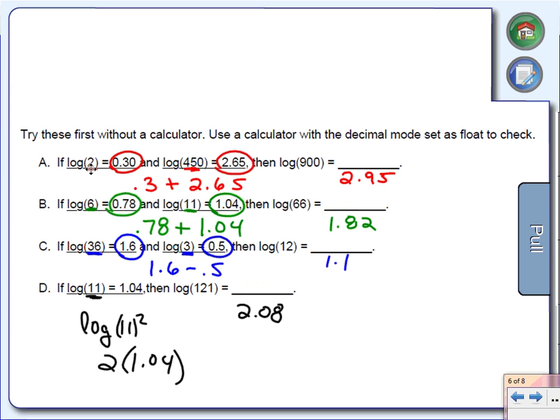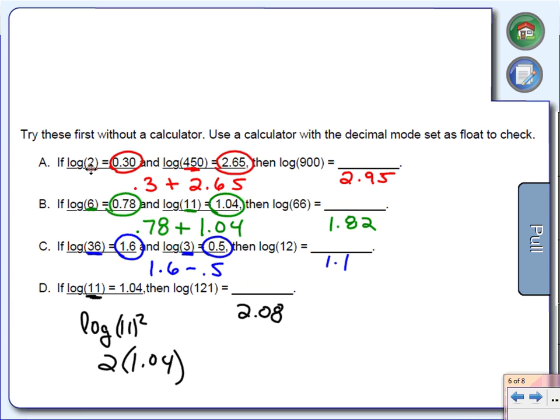By the way, notice up here at the top it says use a calculator with decimal mode set to float. So go ahead and go back to your mode button. Right now we got it set to round our decimals to one decimal place. I want you to change it back to float.